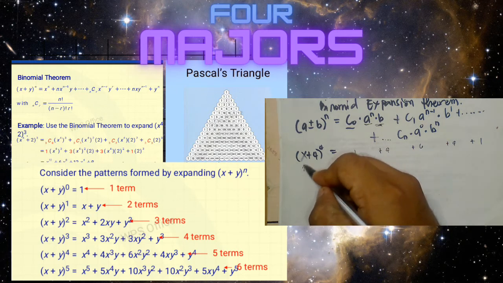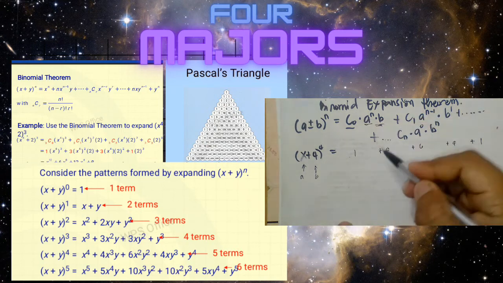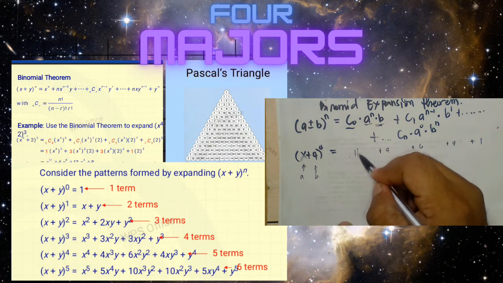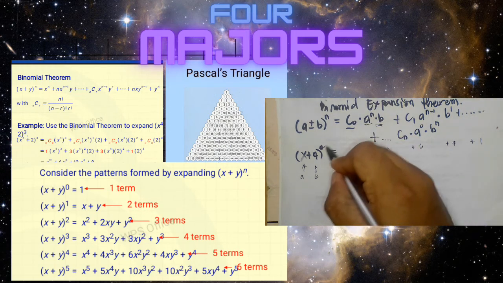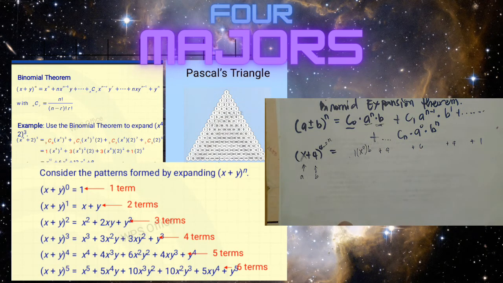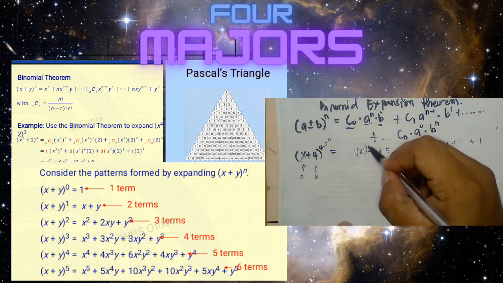So that is my a, and then that is my b. Alright, so we are going to substitute a to the n. What's the value of a? So that is x to the power of n, which is this one, 4. Alright, and then b to the power of 0. Actually, this is b to the 0. Alright, so what's the value of that?